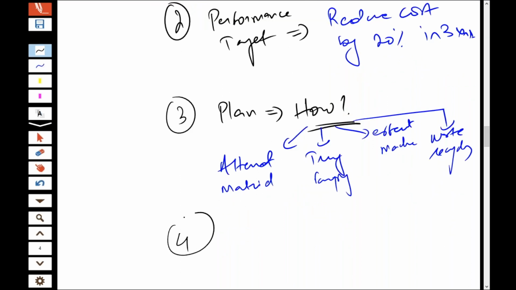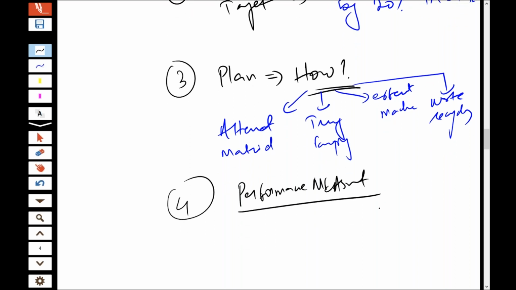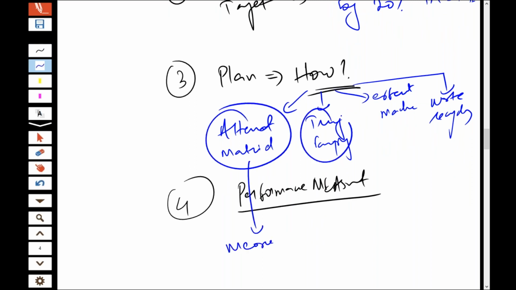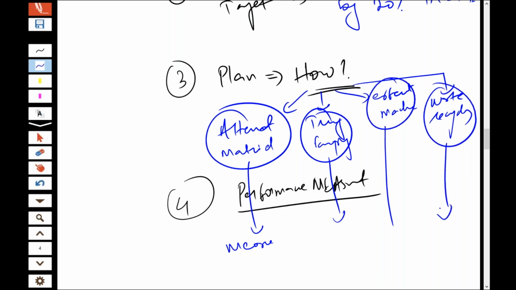And the fourth step is going to be the performance measurement. When we talk about the performance measurement, you would be introducing a measure for each of these.